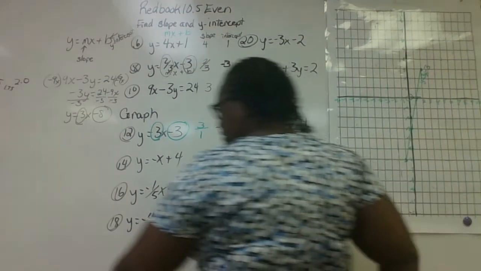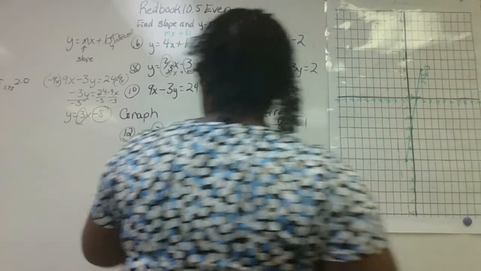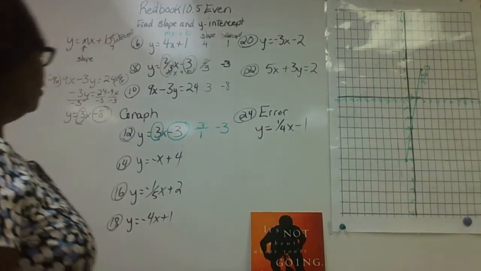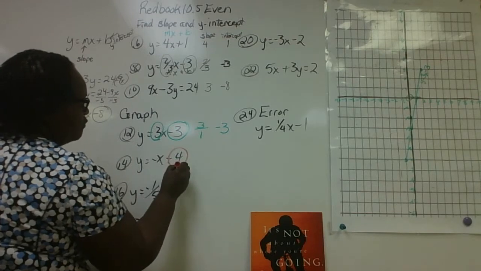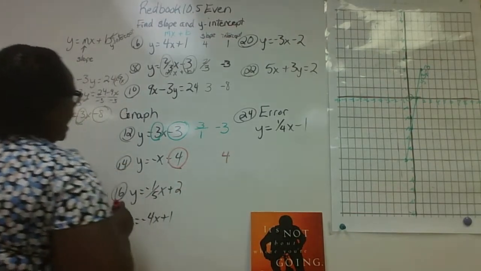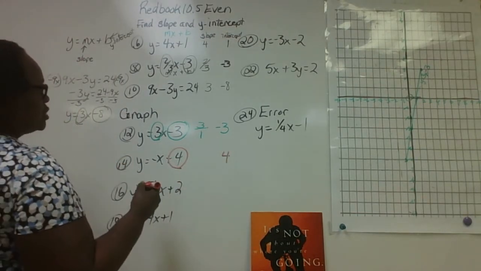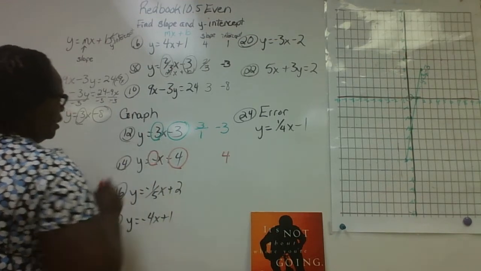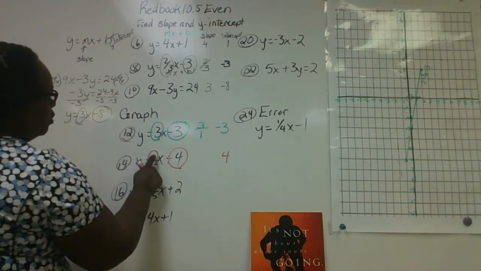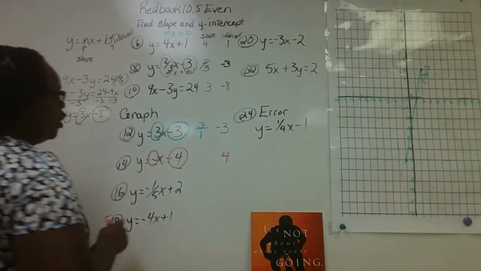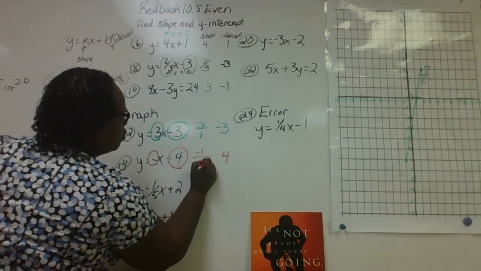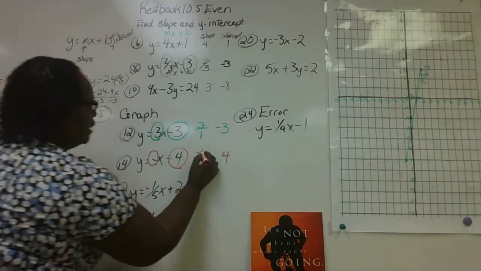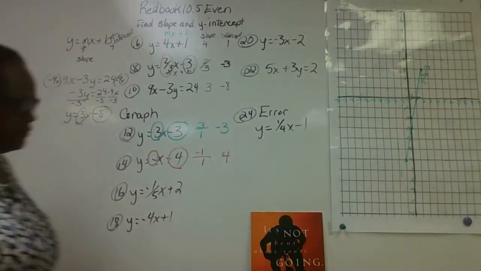I'm going to use red this time, and we're going to go with number 14. We're going to identify that the y-intercept is 4, positive 4, and that the slope here, if there's no coefficient there, it's understood to be 1. In this case, negative. So it's a -1/1. That's our slope, okay? So now we go to our graph.